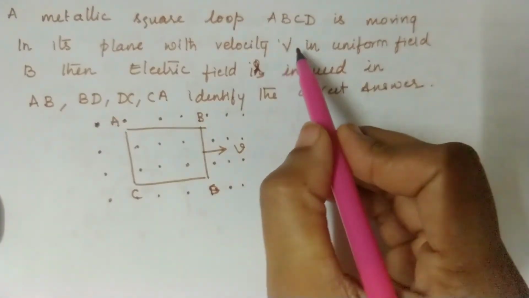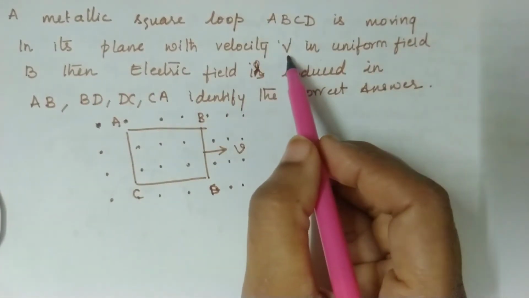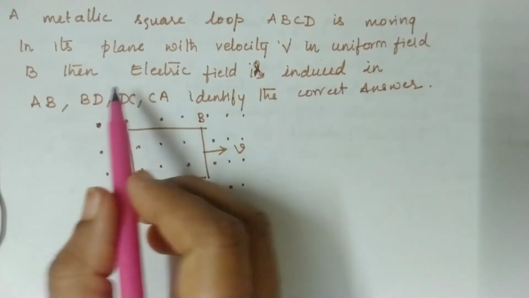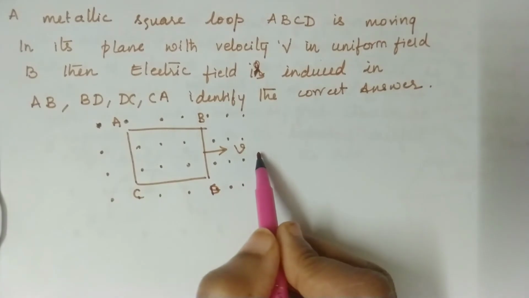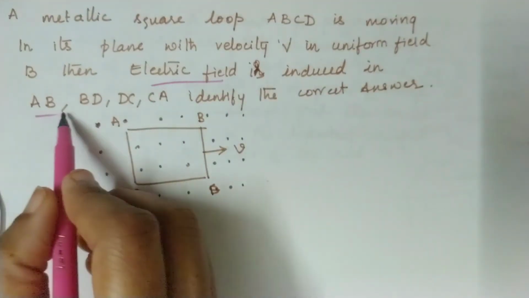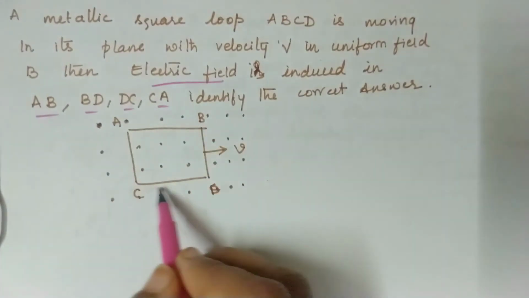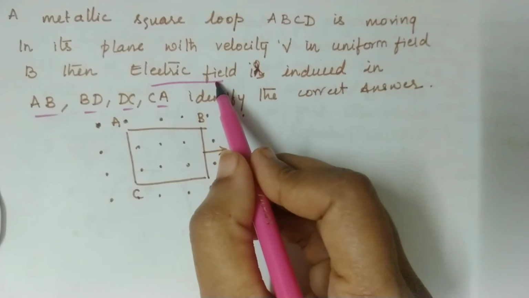See, there is a metallic square loop ABCD which is moving in its plane with a velocity v in a uniform magnetic field. The plane of the loop is in the magnetic field and it is moving with a speed v. It's a conceptual question. Electric field is induced in which of the conductors? They have given you all the four sides of the square. In which of them is electric field induced?